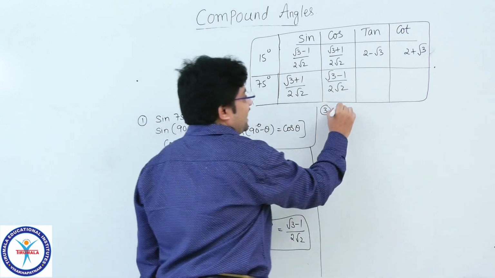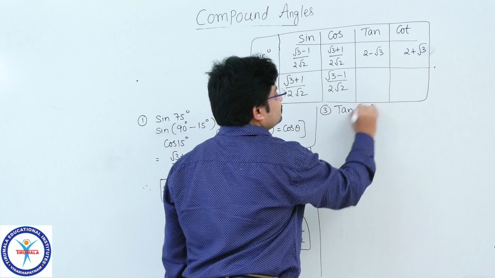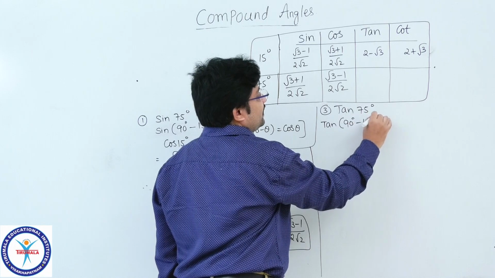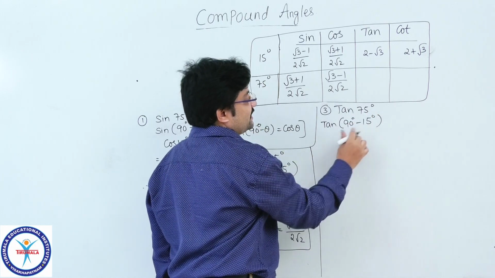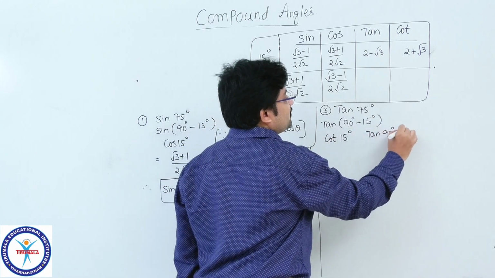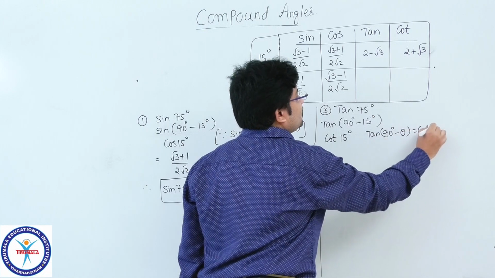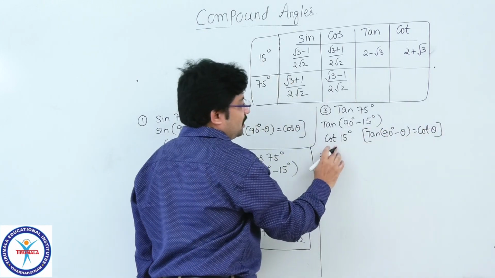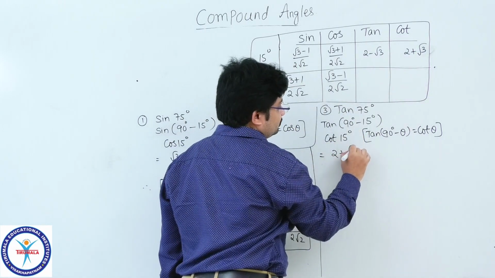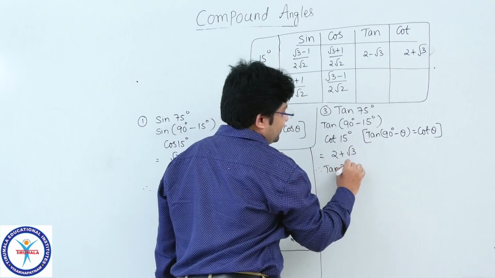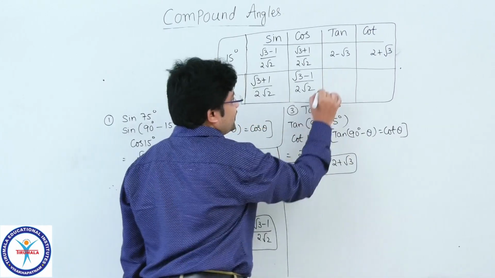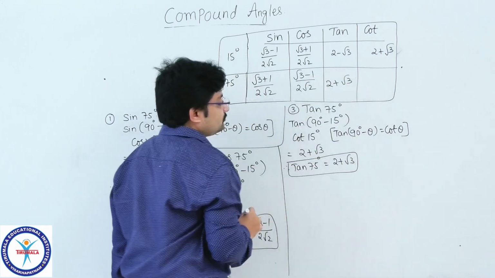And next one is tan 75 degrees. Tan 75, that means tan (90 degrees minus 15 degrees). Again tan (90 minus theta) is cot theta, because tan (90 degrees minus theta) is cot theta. That is cot 15 degrees. What is the value of cot 15 degrees here? 2 plus root 3. Therefore, tan 75 degrees is equal to 2 plus root 3. Let us write in this table 2 plus root 3.